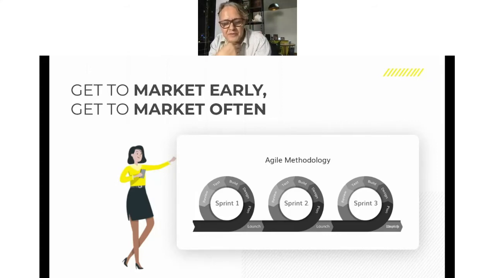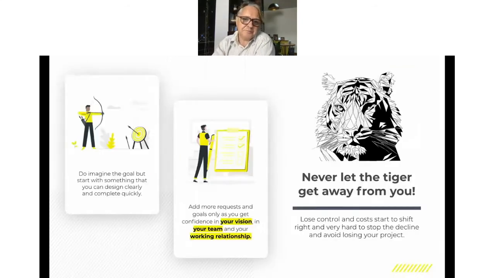And what we're doing here with all these milestones and release plans, etc., is to give ourselves as many steps as possible to visit with the product market fit, very much to stay in control, make sure we're heading in the right direction. And that's agile. That's very much my interpretation of what agile means in the real world. Do imagine your goal, but start with something that you can design clearly and complete quickly. Add more requests, add more goals as you get confidence, as your vision grows in your team and your working relationships with them.